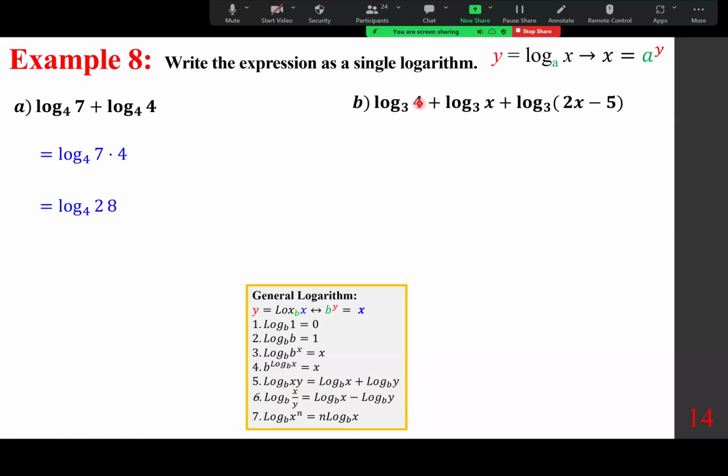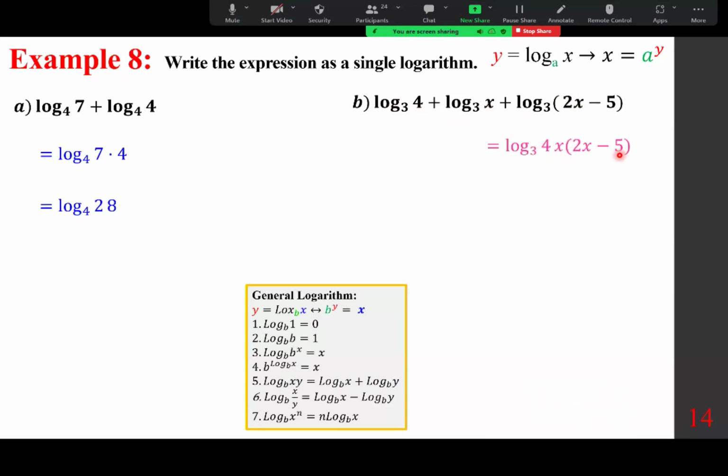Log base 3 of 4 plus log base 3 of x plus log base 3 of 2x minus 5. So you have to put them all together. So using the product rule and going from right to left, we're going to write log base 3 of 4 times x times 2x minus 5.